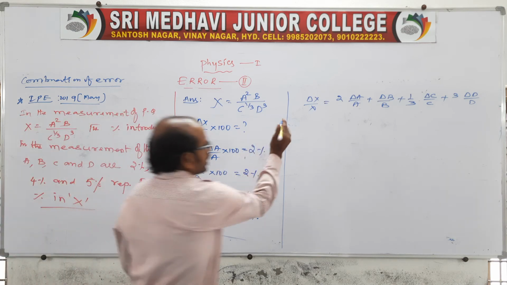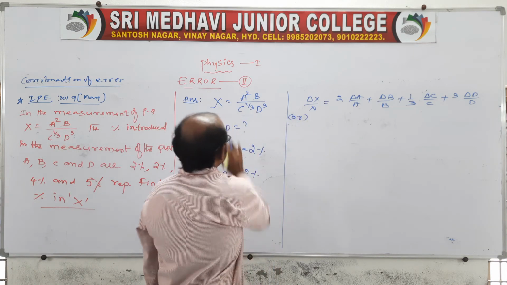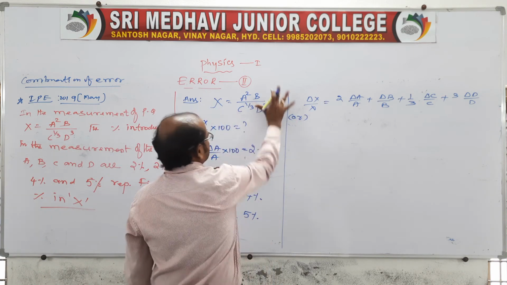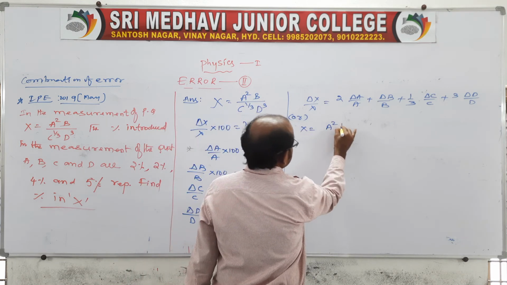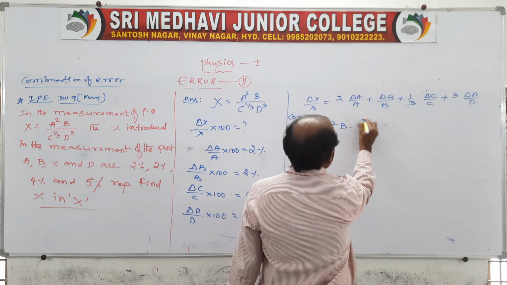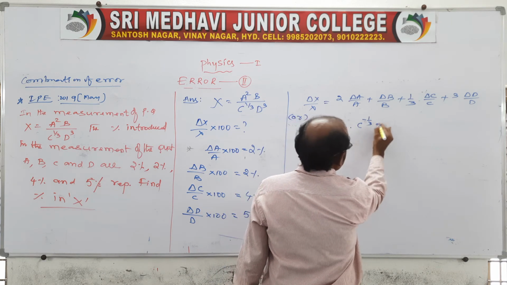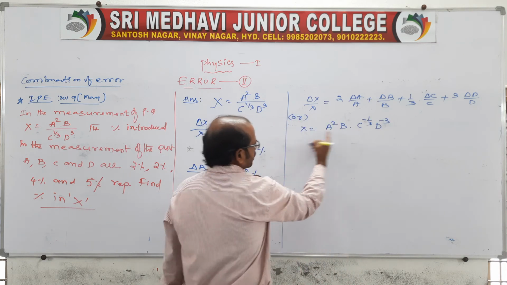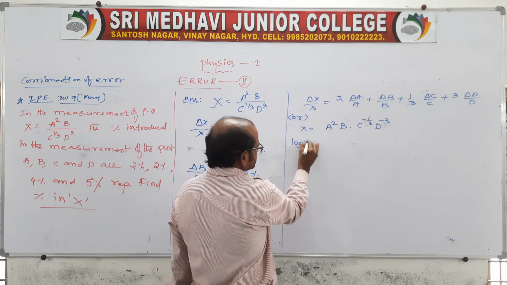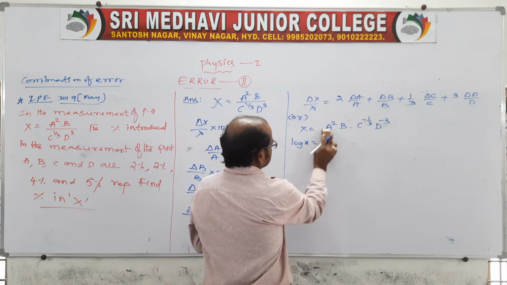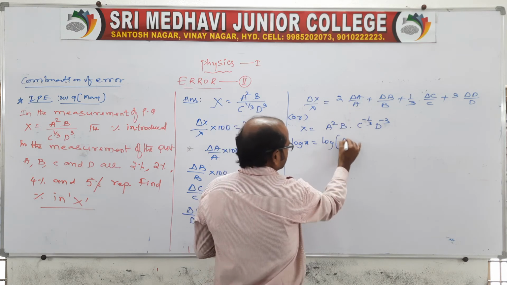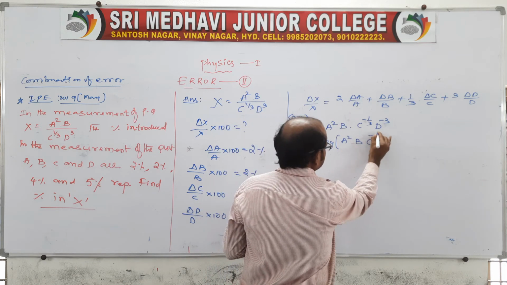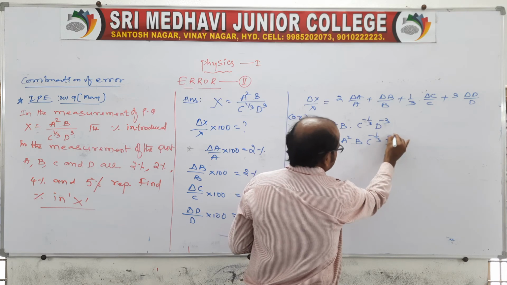I'll show you how we can take this. Before applying the log, you take x equals a square b into c power minus 1 by 3 d power minus 3. Now you take logarithms. Actually it is a direct method we can take, but I am giving the complete solution for this.